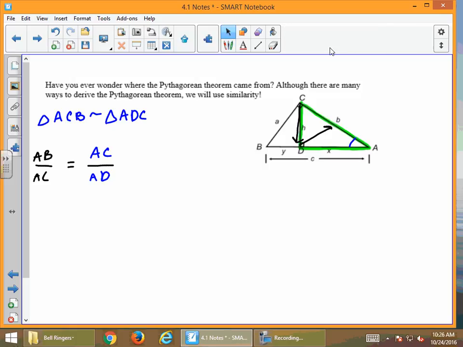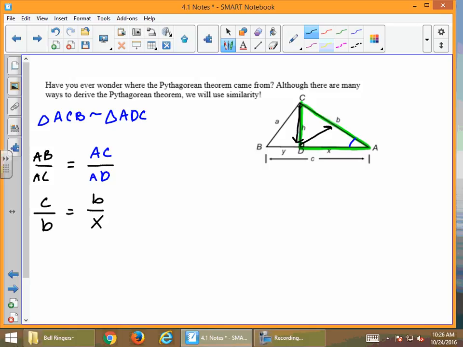Then fill in those values. What little letter represents AB in that diagram? AB, all the way across. What letter? C. I'm going to place C there. What little letter represents AC? B. And again, we said AC was B. And what little letter represents AD?